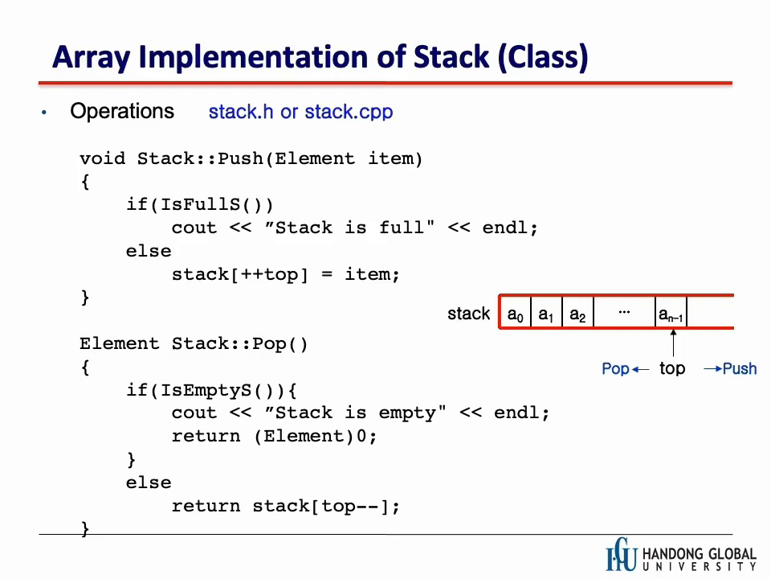Okay, and in the pop function, we don't have to pass any stack information because we already know that, and the return type is element. And within the function, we have to check if it is empty, and if it is empty, then we return something like 0. Otherwise we have to return the stack at top, top minus minus. So by that, we return the top element, and then we decrease top. As before, we don't delete, but it is actually logically deleting.